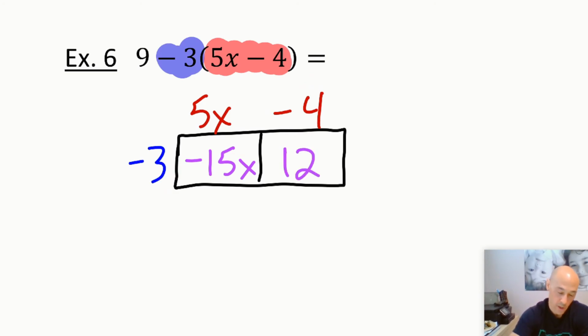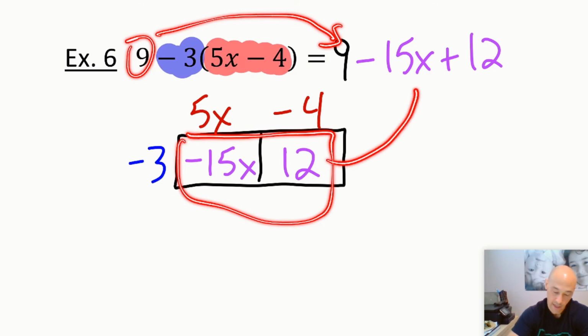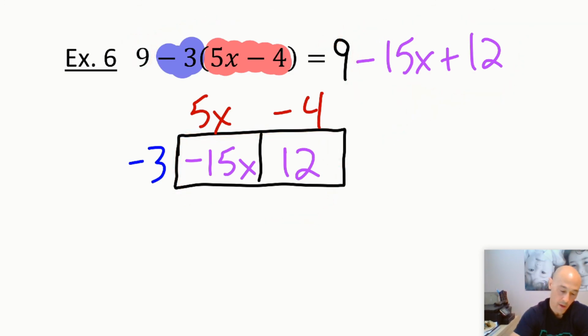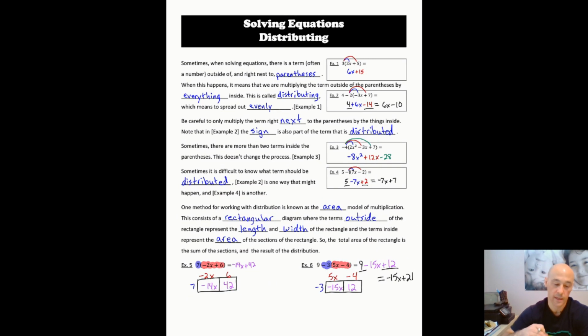We have to be careful to include the 9 here in our result. So we have 9, and then we have -15x plus 12. We should combine those like terms, the 9 and the 12. So the result will be -15x plus 21. And that is solving equations with distribution. We didn't solve any equations with it, but we will later.